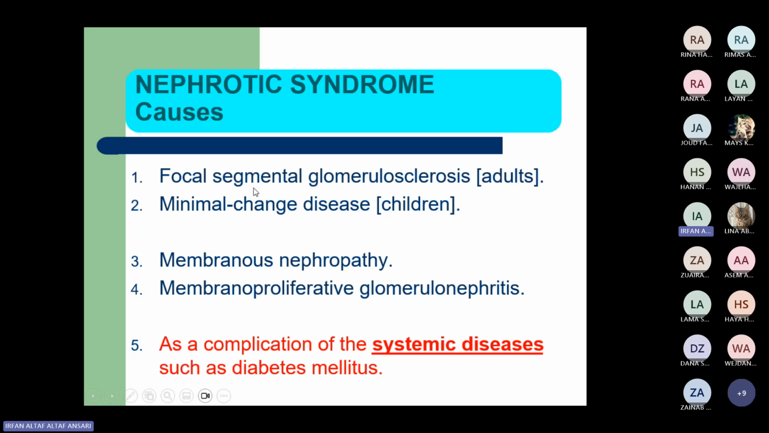Even if you have all these four options in your question, and the question asks what is the most common cause of nephrotic syndrome in adults, your answer should be focal segmental glomerulosclerosis. You should not say that all four options are there, so this question is wrong. Look for adults, look for children. If these two causes are not there, you look for this third cause, membranous nephropathy.